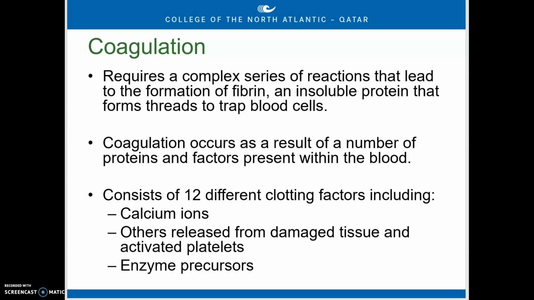Coagulation results from a lot of different factors that are present in the plasma of the blood. There's going to be lots of different clotting factors there. Ions, for example, calcium, play an important role in this. When tissues are damaged, often these clotting factors are released, and that helps promote quicker blood control, so we get less loss of blood. And there are even going to be enzyme precursors. So there are molecules that are released that will eventually turn into enzymes that will cause reactions to help the clotting process, or the coagulation process.